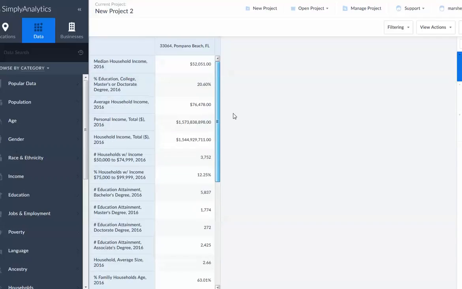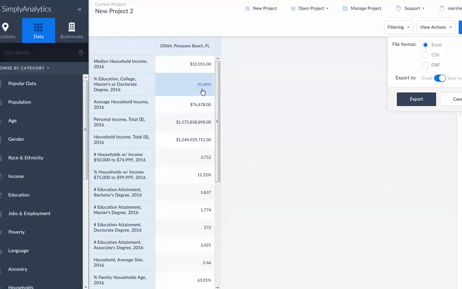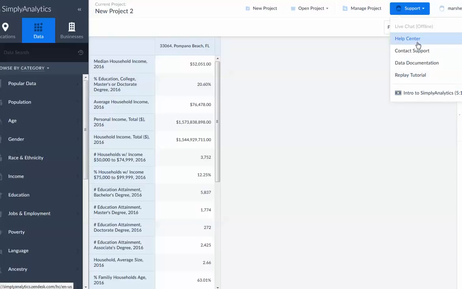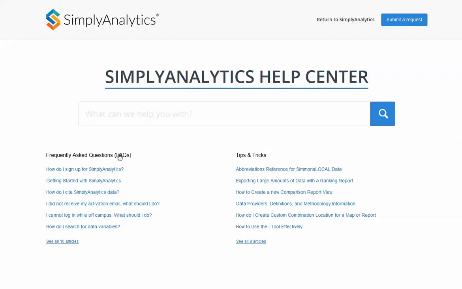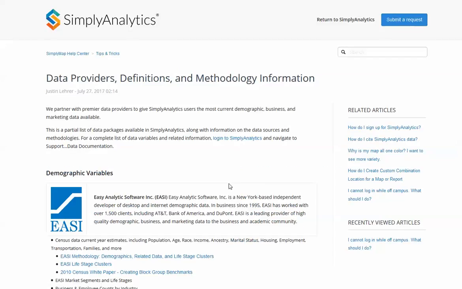So here you're going to get some information. If you want, you can export this to an Excel format. If you want to do a bunch of these, save it out to Excel and start removing things that are not of interest to you, right? If you have questions about what the categories are, there's a help center. If you want to look at new comparison report views, here's data providers, definition and methodology. Definitions might be something that's interesting for us to look at.